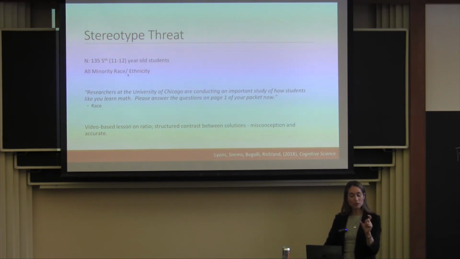They were told before the lesson, which was the same videotape lesson that we saw before, "Researchers at the University of Chicago are conducting an important study of how students like you learn math. Please answer the questions on page 1 of your packet now." And we asked them then to rate their race. So we didn't say anything negative about race or ethnicity. We didn't say anything about their performance on these measures. It was merely an identity reminder.